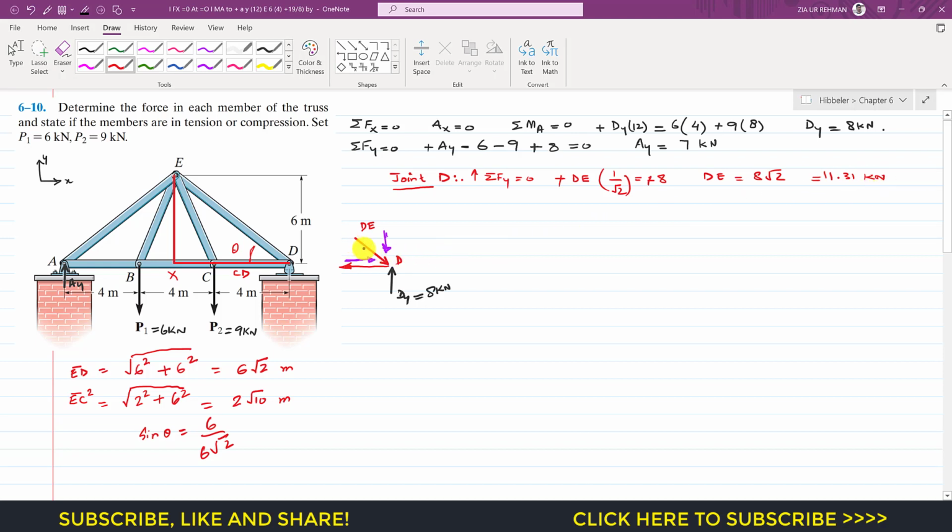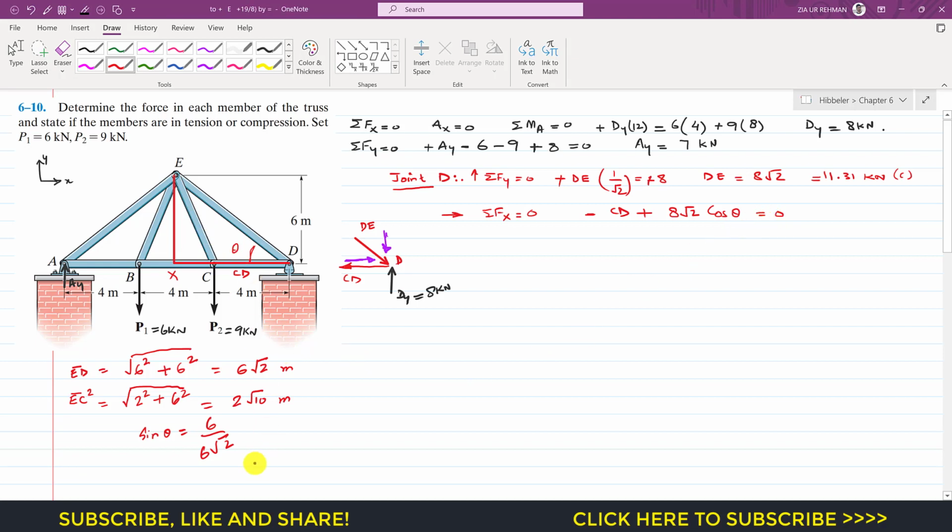And as we have assumed that this DE is acting towards joint D, this means that this is the compressive force. Similarly, if we apply the summation of forces along x equals 0, so again we have this, this one is CD. So CD is acting in the negative x direction. This is our positive x, so we will write minus CD plus the cos component of DE. Now DE magnitude is known, so we can write that it is 8 square root 2 cos theta, and this is equal to 0.